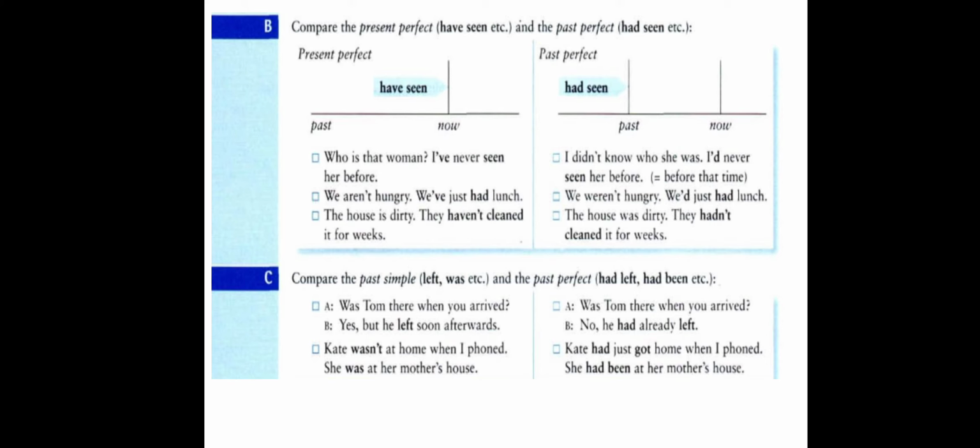Was Tom there when you arrived? Both actions are in the past and they came together at the same time. So we use both actions in the past simple. Was Tom there? This is a past verb. And when you arrived, this is another past verb. Both actions crossed each other and they came at the same time, so we use both in the past simple.